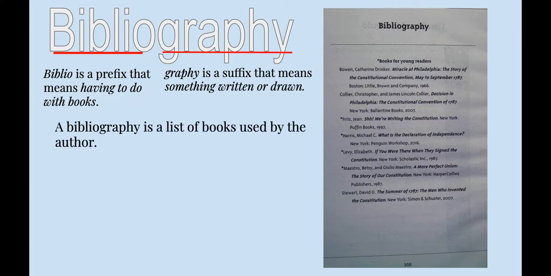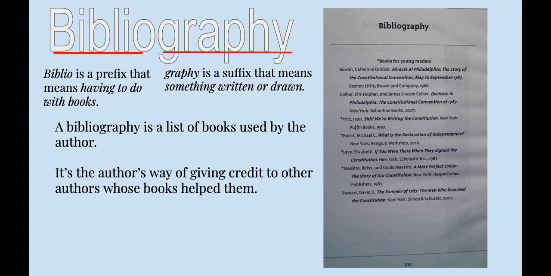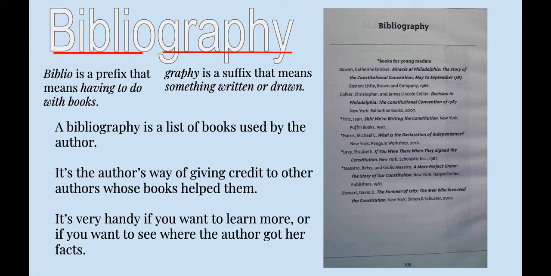So in this case, you can see this list of books. They put in alphabetical order by the author's last name. And this is the author's way of giving credit to other authors whose books helped them. So when Patricia Brennan Demuth wrote this book, these were books that she looked at to give her information. And this is a very handy place to look if you want to know more, or you can see here how she's marked books for young readers with a star. And so these are books that if you found this topic to be especially interesting, this would be a place where you could go for more information.